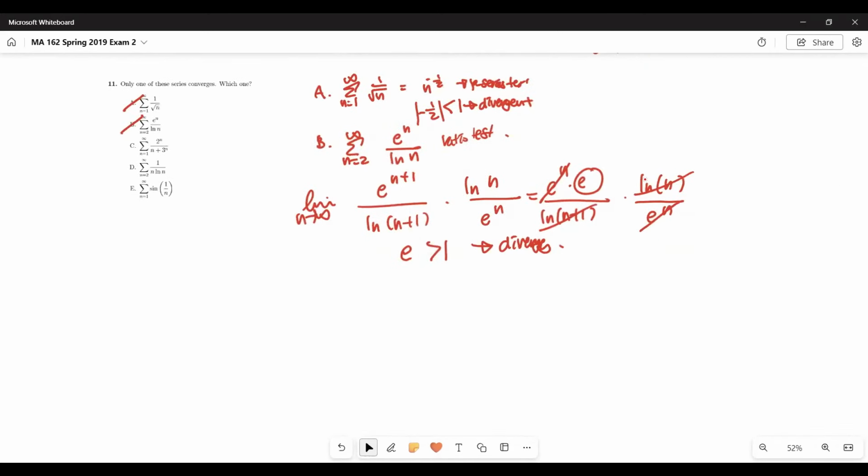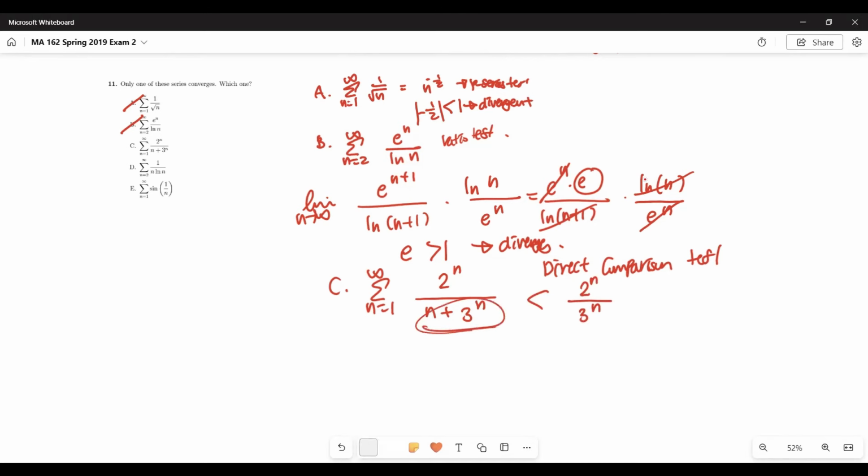Let's look at the C option. The sum from n equals 1 to infinity of 2 to the n power over n plus 3 to the n power. For this question, we are going to use the direct comparison test. What we're going to compare to is 2 to the n over 3 to the n, which is bigger than this actual value because the denominator in here is smaller, right? You can write 2 to the n over 3 to the n as 2 over 3 to the n power, right?